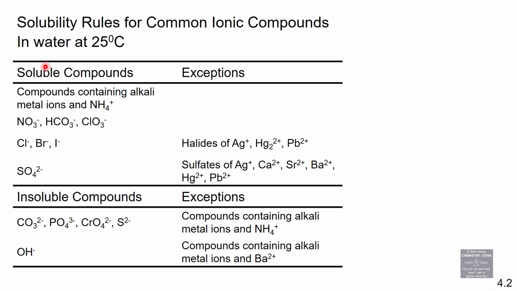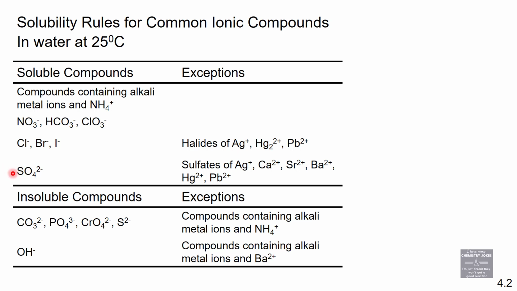Back in chapter 4, you had to learn the solubility rules. And back in chapter 4, we said these guys are soluble when they hook up with pretty much anything. There are a few exceptions to these solubility rules. Chloride is soluble with everything that it partners up with, every cation that chloride partners up with, except for silver, mercury, and lead. Bromide is soluble when it partners up with everything except for silver, mercury, and lead. Iodide is soluble with everything except when it partners up with silver, mercury, and lead.